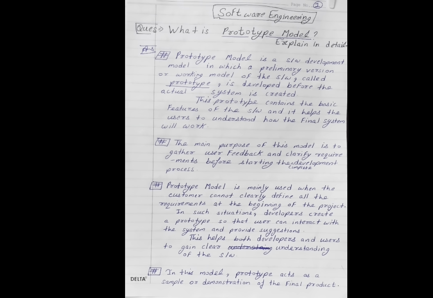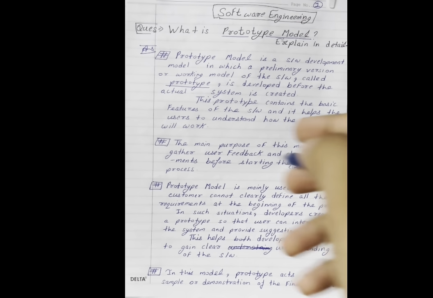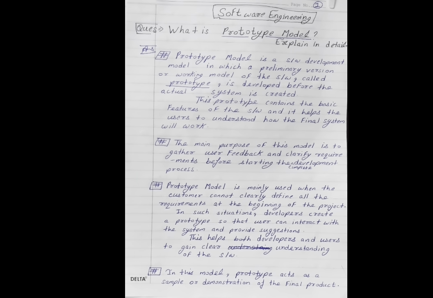And in next point we can see, prototype model is mainly used when the customer cannot clearly define all the requirements at the beginning of the project. In such situations, developers can create a prototype so that the user can interact with the system and can provide suggestions. This helps both the developers and users to gain a clear understanding about the software. And in this model, prototype acts as a sample or demonstration of the final product.